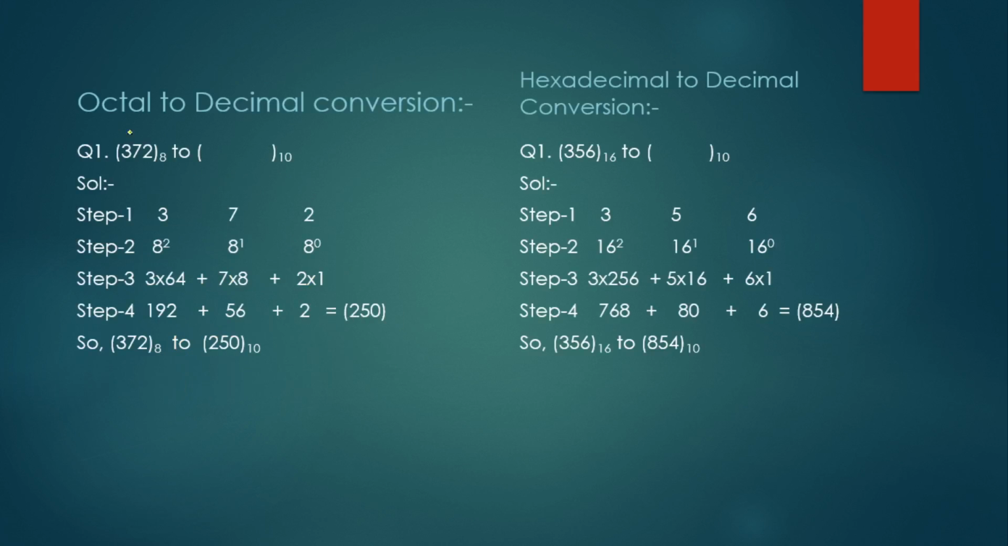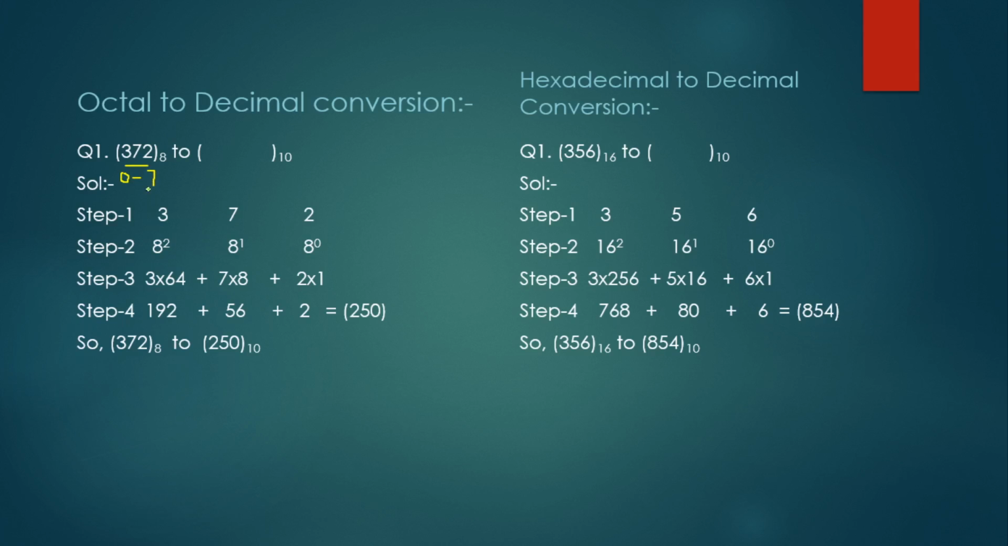Okay. Now next we have octal to decimal conversion and hexadecimal to decimal conversion. If you want to convert octal to the decimal number system, you have to follow the same steps that we followed in the binary to decimal conversion. Now this is your octal number, because the base value of this number is 8 and this 372 is in the range of 0 to 7.